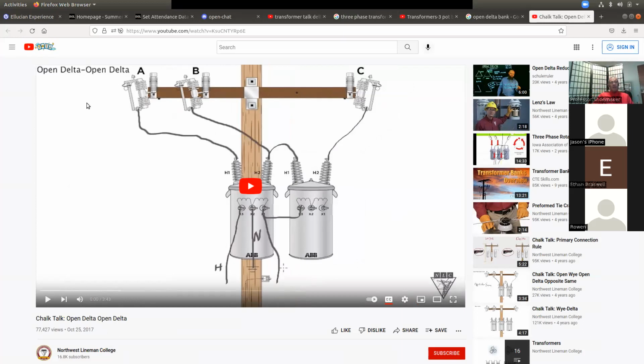Open delta and delta systems, as far as primary are concerned, are almost non-existent. They're out there for teaching purposes, but most of your electrical utilities are working on a Y distribution system. When I say Y distribution, that's everything that comes out of the substation is Y. What does transmission transmit at, delta or Y? No neutral. Delta. There you go. And there's a reason behind that.